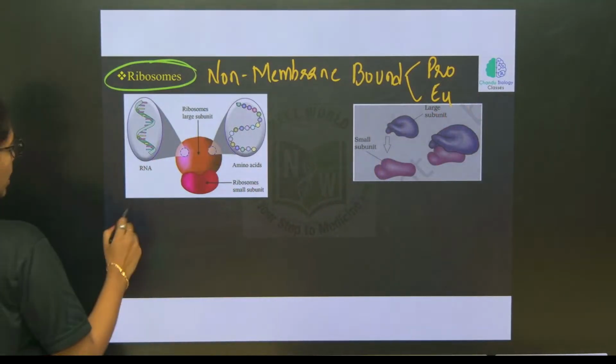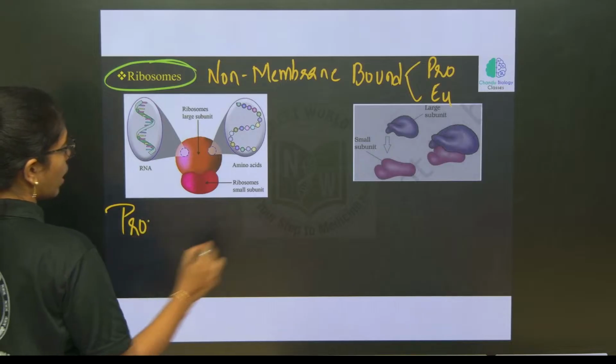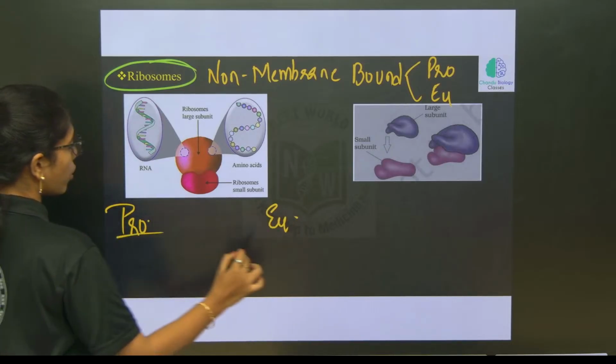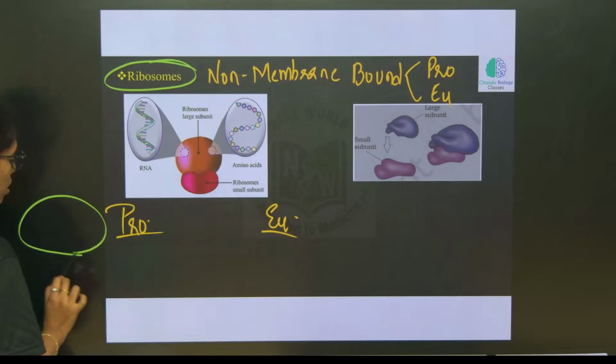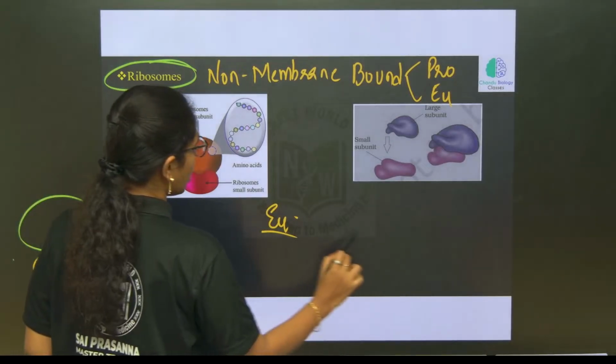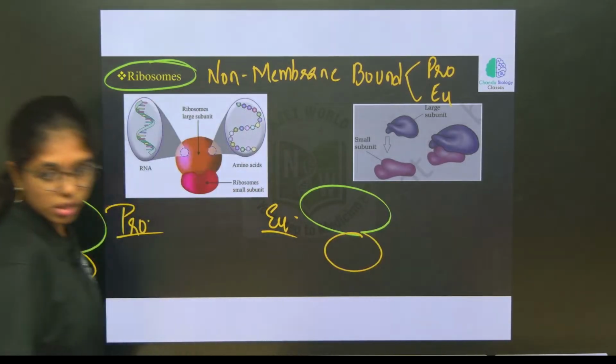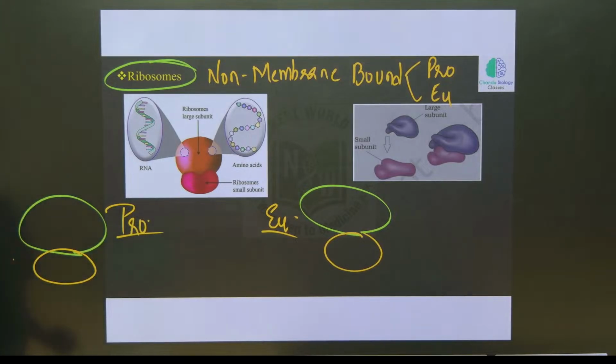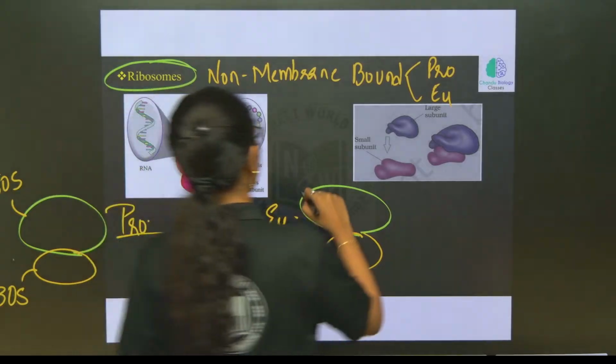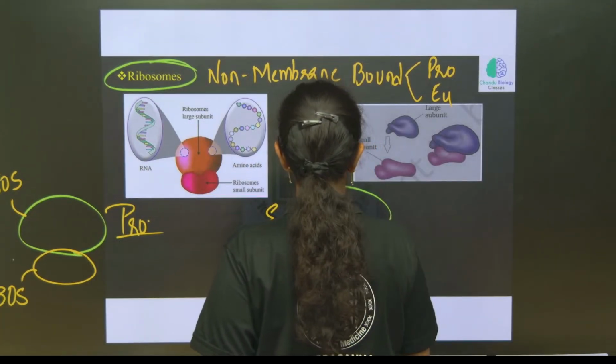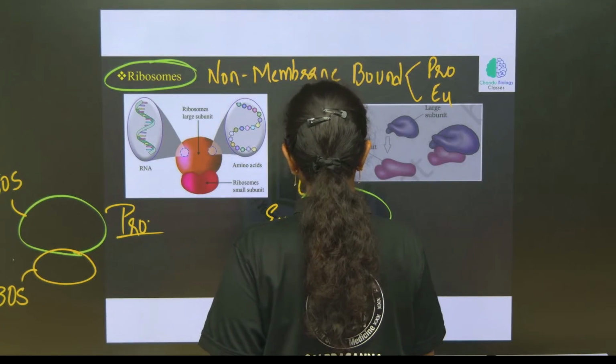Prokaryotic cell has 2 subunits, and even eukaryotic cell also has 2 subunits of the ribosome. Larger subunit of prokaryotic ribosome is 50S, smaller subunit is 30S. Larger subunit of eukaryotic ribosome is 60S, smaller subunit is 40S.